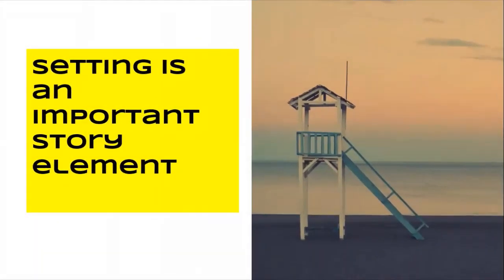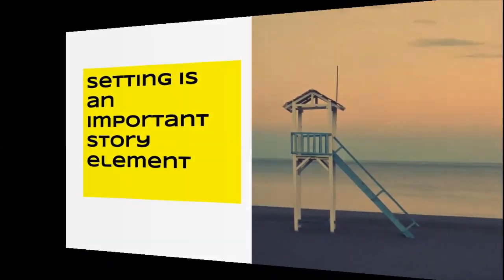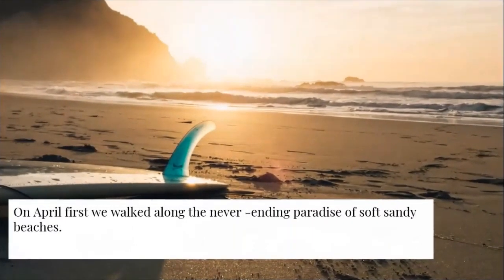Setting is an important story element, and it's the one that we're going to concentrate on in chapter 2. "On April 1st, we walked along the never-ending paradise of soft sandy beaches." This is an example of a place where we might find setting information. So setting is the time and place of a story. If I look at the time in this line, I see that it points out that it's happening on the 1st of April. So that gives me the time. And then I will know about the location because it says beaches.